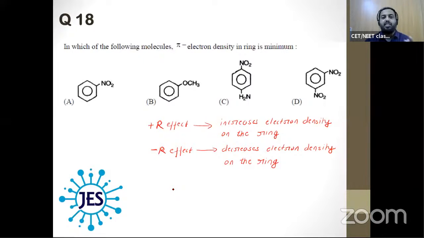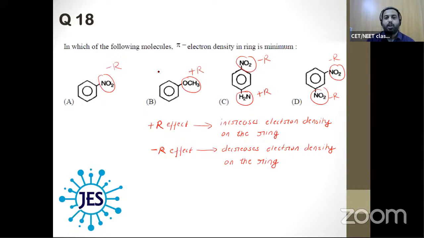Now, you should find out which is the plus R group and which is the minus R group. You'll notice NO2 is minus R, whereas NH2 amine group is plus R. Here again, 2 NO2 groups are there, minus R, minus R. Here OCH3 is plus R. Again NO2 we know is minus R. So in the question, in which of the following molecules is the pi electron density in the ring minimum? If electron density in the ring has to be minimum, then it must be attached to electron withdrawing minus R groups.